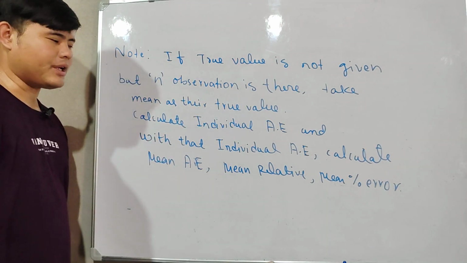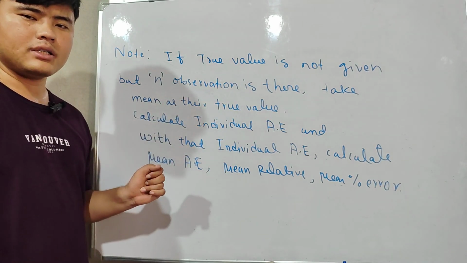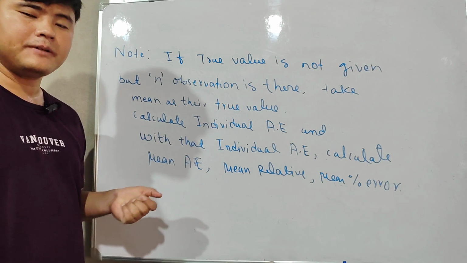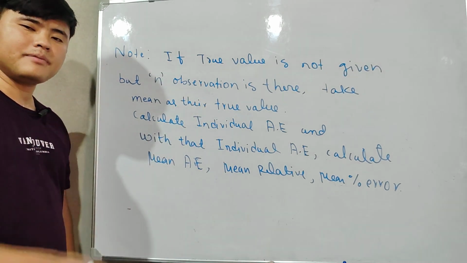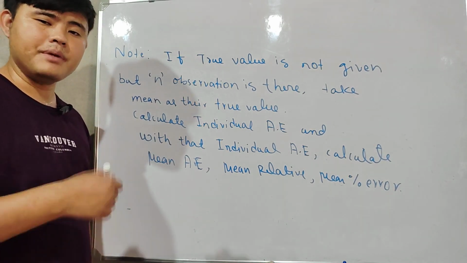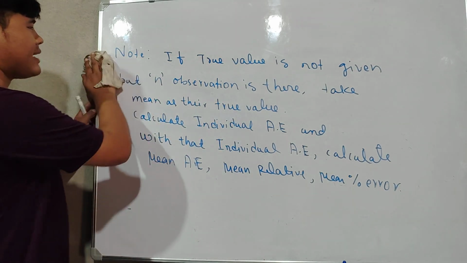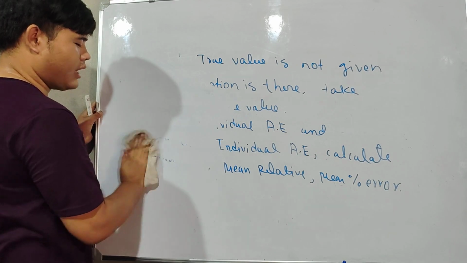their individual absolute error, and through that individual absolute error you find the mean absolute error. And then when you find the mean absolute error, you can easily find the mean relative error and mean percentage error. So write it down. So let's do one question, the types of questions, and then we will end our class.